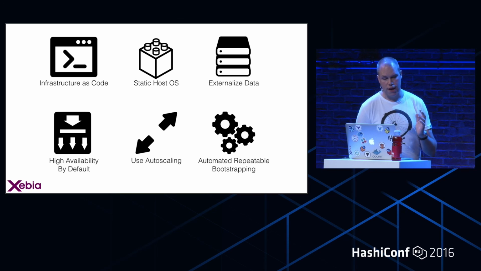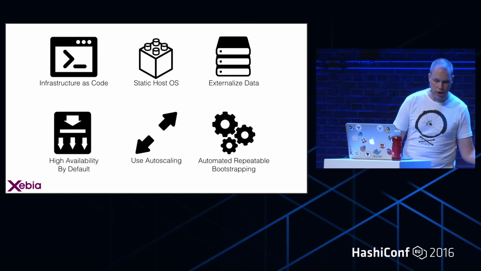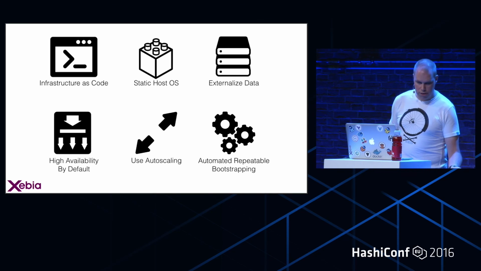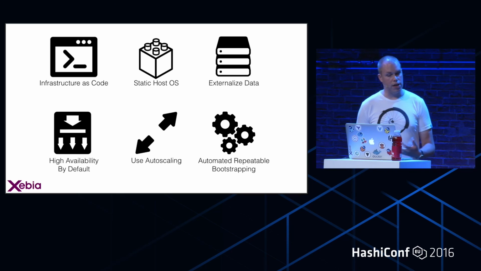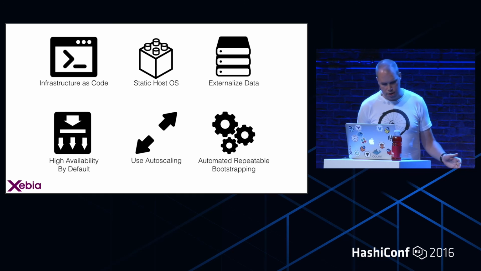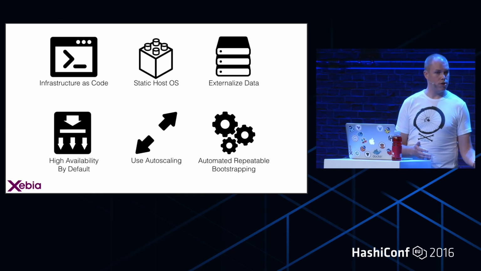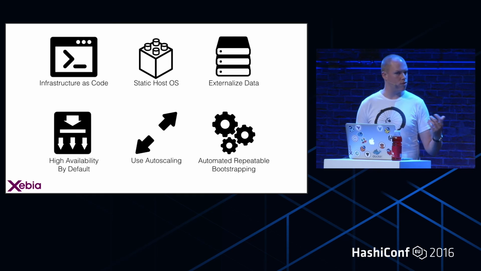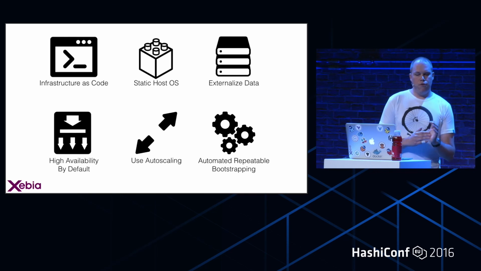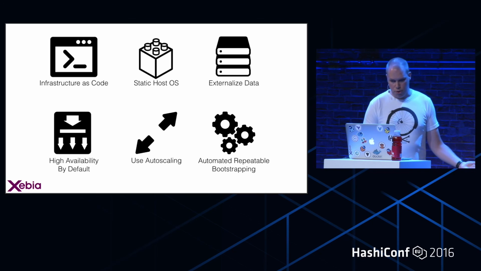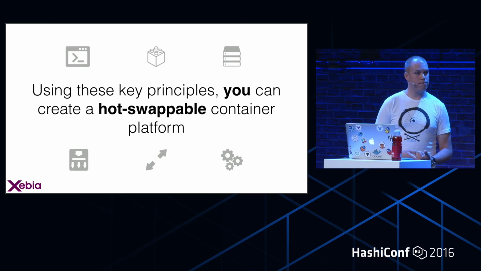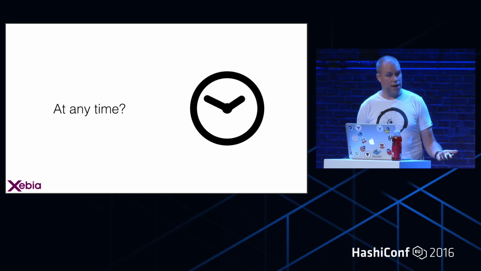So, pulling it all together, we have infrastructure as code, we have a static host OS, or a minimal host OS if you like. We externalize data, we have high availability by default, we use auto-scaling, and finally we fix our bootstrapping issues for pretty much everything, and hopefully less of it in the future, as well, Nomad will do zero configuration bootstrapping in the future, which is nice. If you build your container platform according to these principles, you can create a platform where every component can be hot swapped at any time.